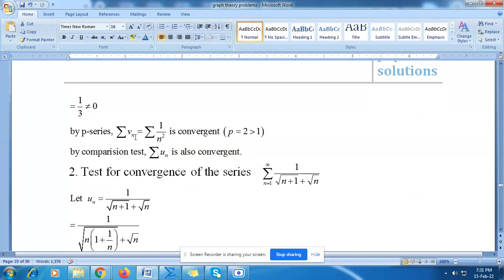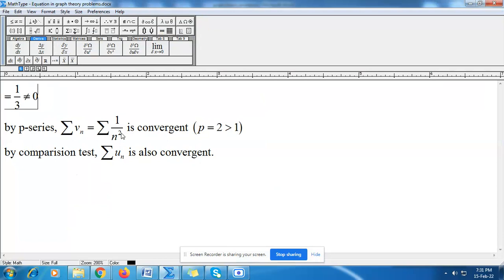By the P series, sigma Vn is equal to sigma 1 by n square, which is convergent since P is equal to 2, which is greater than 1. The P series says sigma 1 by n power P converges if P is greater than 1 and diverges if P is less than or equal to 1. So by the comparison test, sigma un is also convergent, because when sigma vn is convergent, sigma un is convergent. When sigma vn is divergent, sigma un is divergent.